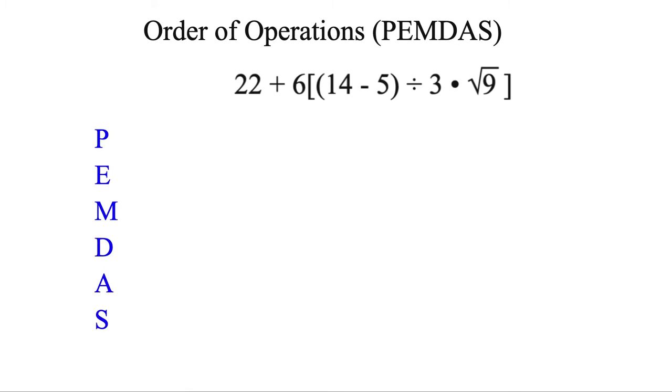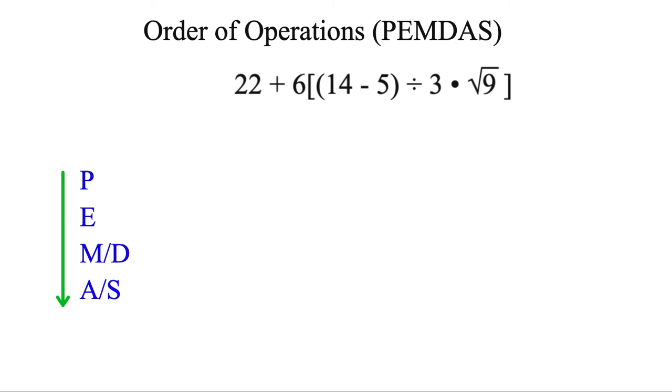So let's rewrite it and get rid of that. If we write it like this, then we start from the top still, work our way down. Start with parentheses, exponents, but when we get to multiplication, division, we work from left to right at the same time. Then we do addition and subtraction at the same time from left to right.